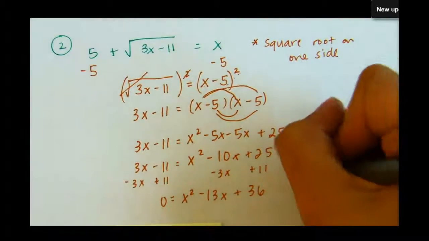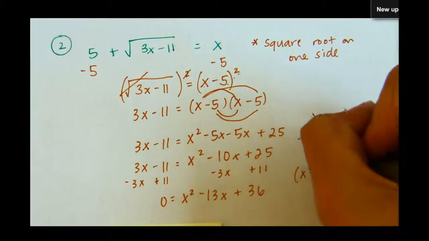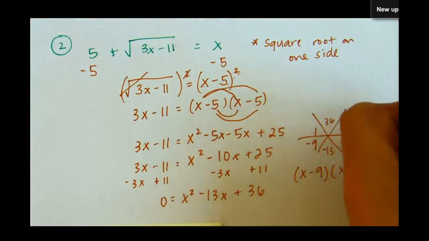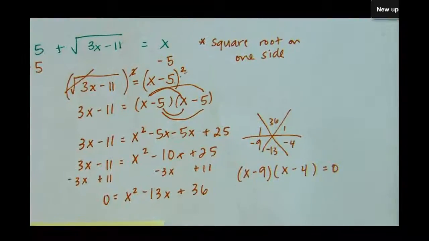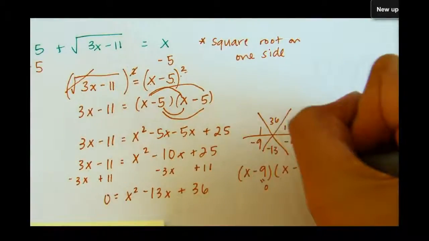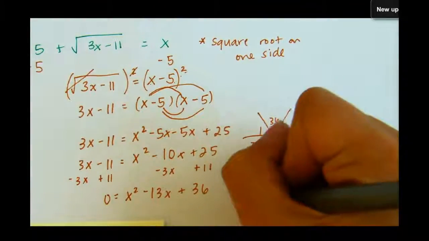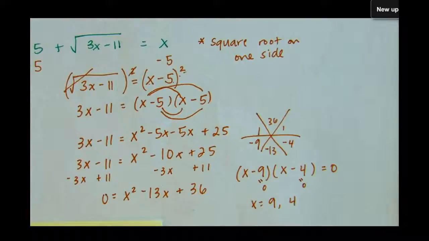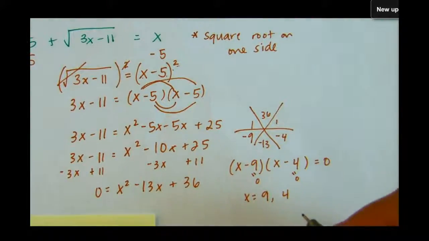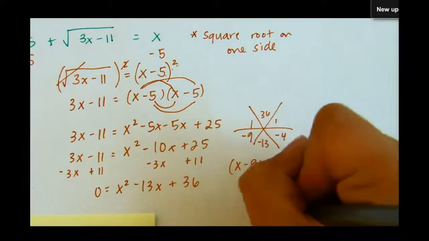So my two binomials are going to be x minus 9 times x minus 4, and that's equal to 0. To find my actual solutions, I'm going to set each of these pieces equal to 0, so x will equal 9 and x will equal 4. So last step, similar to absolute value equations, I also need to, at this point, check for any extraneous roots.